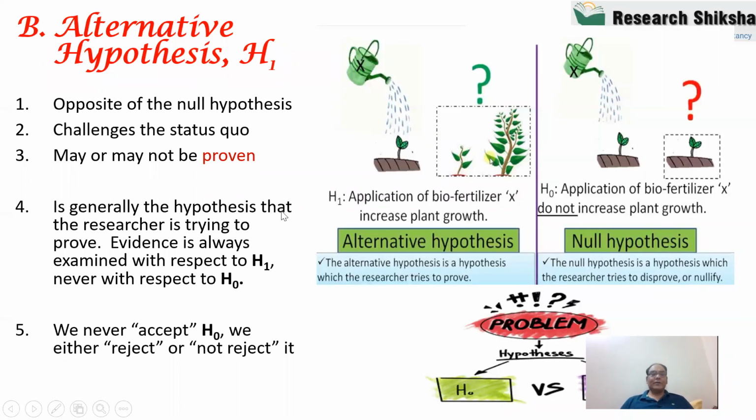It is generally the hypothesis that the researcher is trying to prove. Evidence is always examined with respect to the alternate hypothesis, never with respect to the null. We never want to prove the null hypothesis. We always want to prove the alternate hypothesis, right? You have not studied any thesis where they want to prove that male and female are equal. Of course, they are equal by default, right? So you have to prove that the performance or salary, or in medical science, the hemoglobin of male and female, are significantly different. The objective of the researcher is to prove a significant difference or significant relationship. Basically, we want to accept the alternate hypothesis in research.